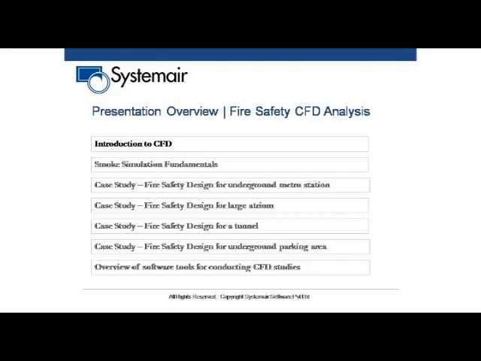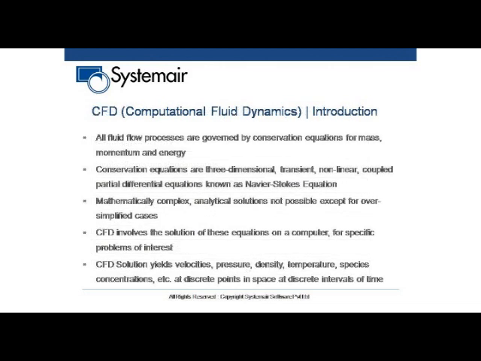So, introduction to CFD. All flows, for fluids, for gases and liquids both, are governed by mass conservation, energy conservation, and continuity equations. These together form partial differential equations, second-degree partial differential equations known as the Navier-Stokes equations. The problem with these equations is they are quite complex, and analytical solutions to these equations are not possible.